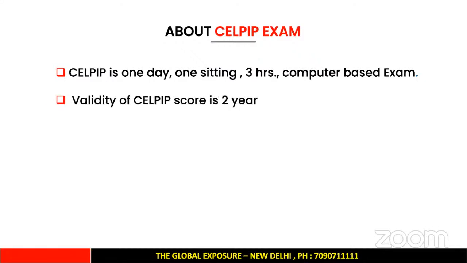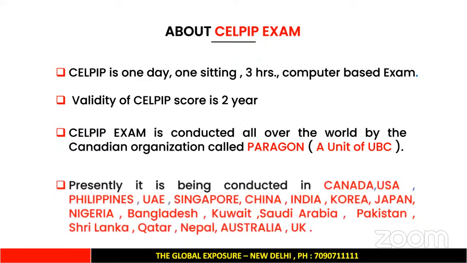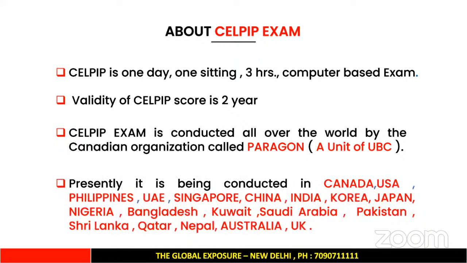Second thing is the validity of CELPIP, which is again 2 years. And coming to the third part, who are the organizers? Some people may ask, okay, who are the organizers for this exam? So Paragon, a Canadian unit, is the organizer of this exam, and presently it is being conducted in Canada, USA, Philippines, UAE, Singapore, China, India, Korea, Japan, Nigeria, Bangladesh, Kuwait, Saudi Arabia, Pakistan, Sri Lanka, Qatar, Nepal, Australia, and UK.